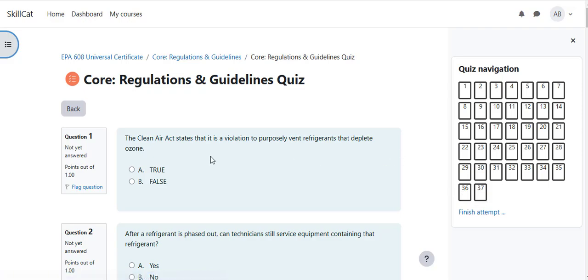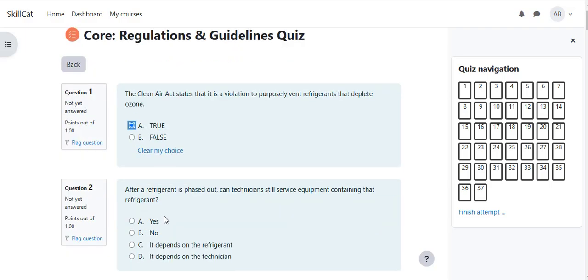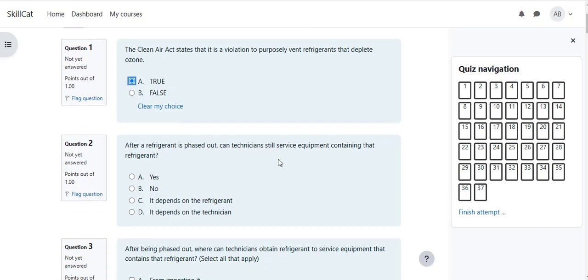Okay. The Clean Air Act states that it is a violation to purposely vent refrigerants that deplete ozone. True. Question number 2. After a refrigerant is phased out, can technicians sell service equipment containing that refrigerant?